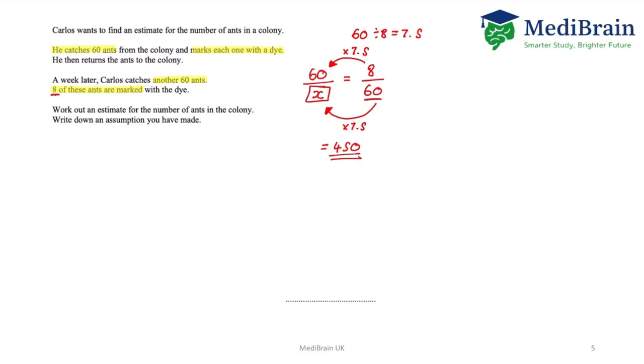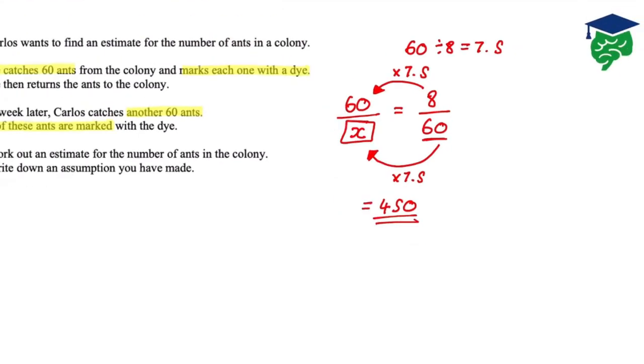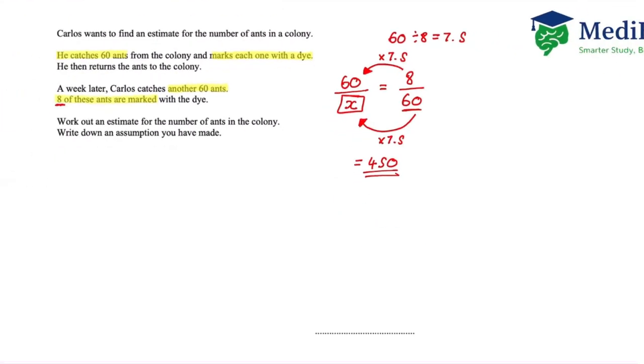Any more questions? Keep the questions coming in. I'll answer them as soon as I can. But hopefully you guys understand this question. Just to reiterate, we picked out 60 ants out of a total population of something that we didn't know. That's what we're estimating. So we had 60 divided by x, and that's equivalent to 8 over 60 because we got 8 ants which are marked out of a total of 60 ants that we picked out.